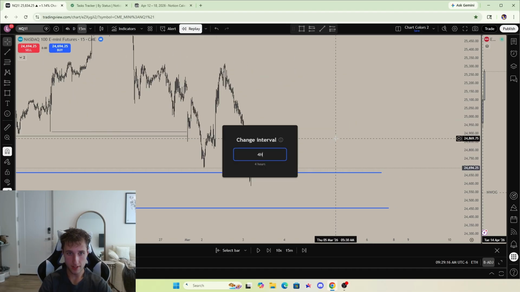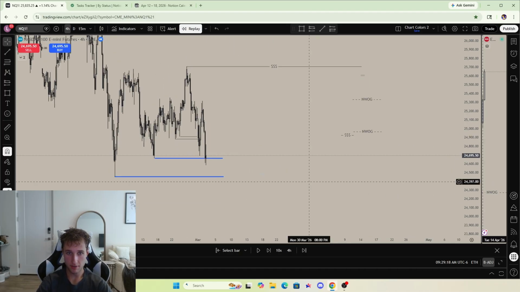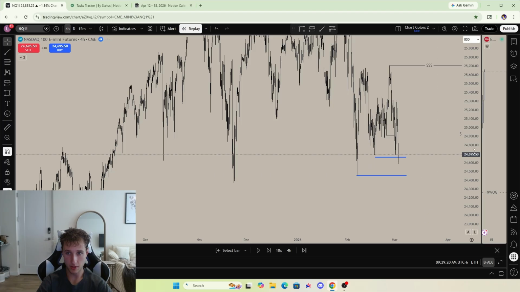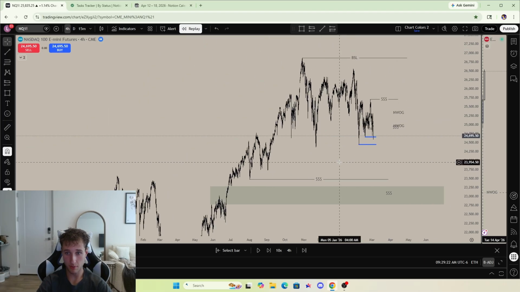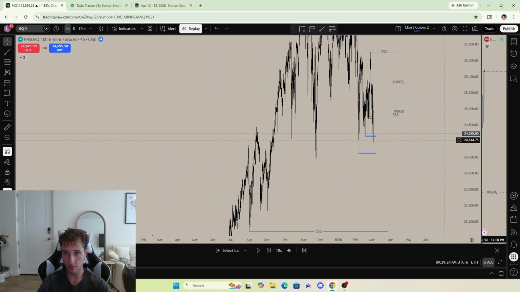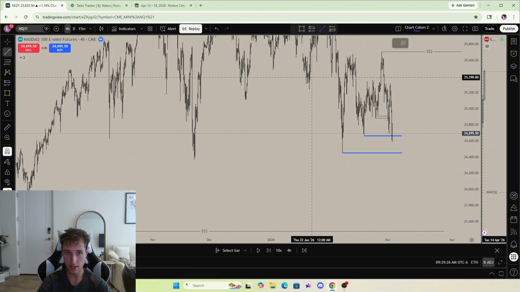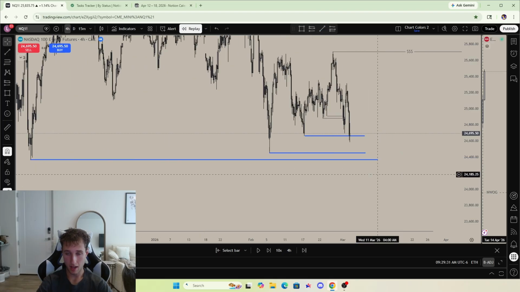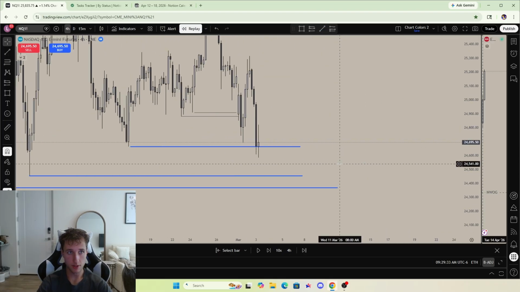So in the overnight session, what do we end up doing? We end up selling off, taking that low one more time. Again, we do still have draws on liquidity below us that I would want to see get taken, right? I would want to see the market continue lower. Again, we have this low all the way down here.